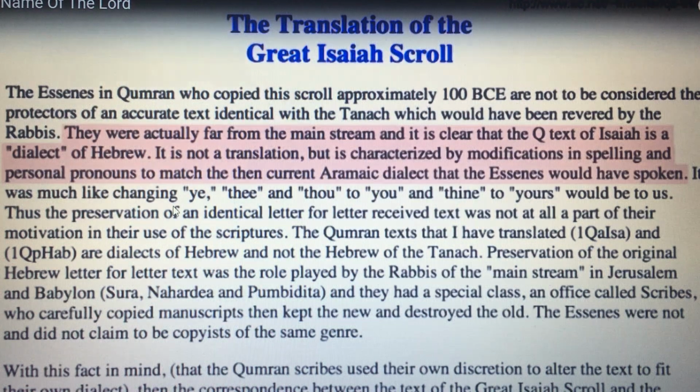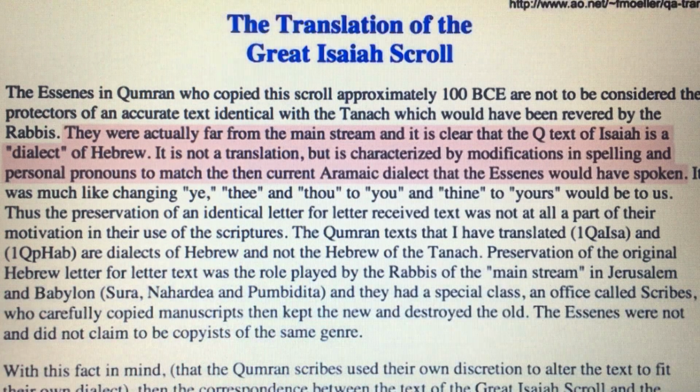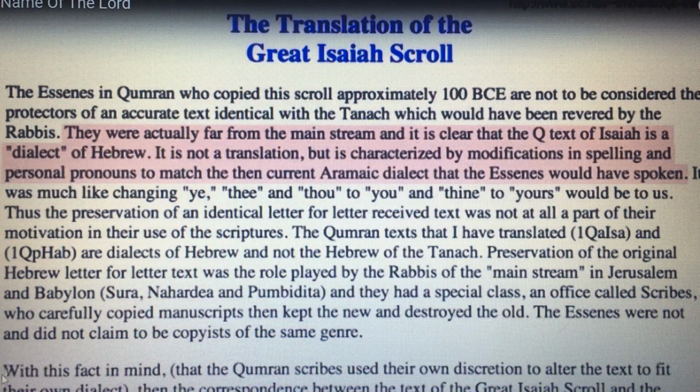It is not a translation, but is characterized by modifications in spelling and personal pronouns to match the then current Aramaic dialect that the Essenes would have spoken. I got to read that again, because a lot of people like to use the Dead Sea Scrolls as a proof of the correct pronunciation of Hebrew.